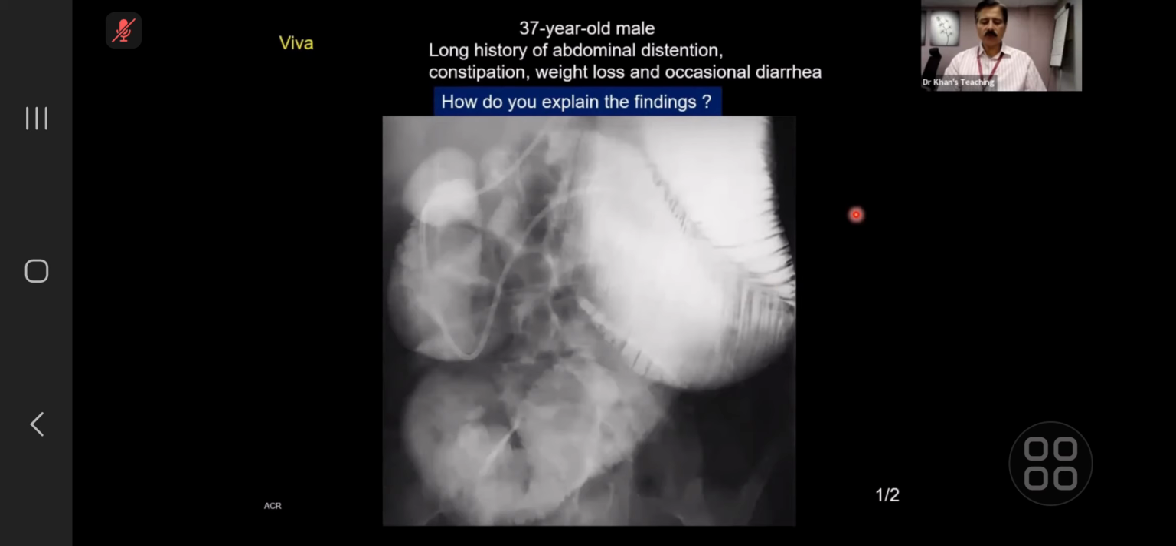If all of you can concentrate, this is a very good case, and many films have come in the exam from this pathology.